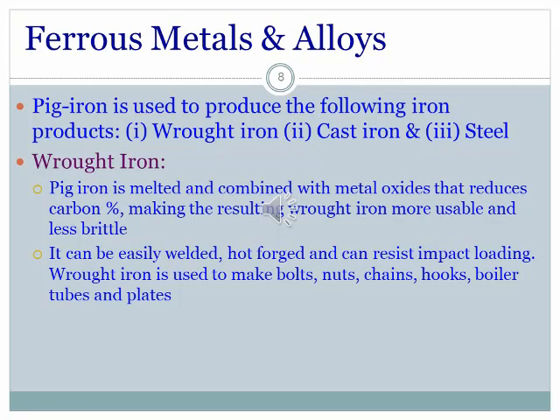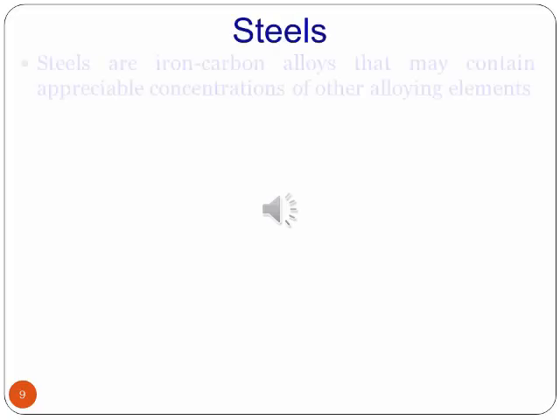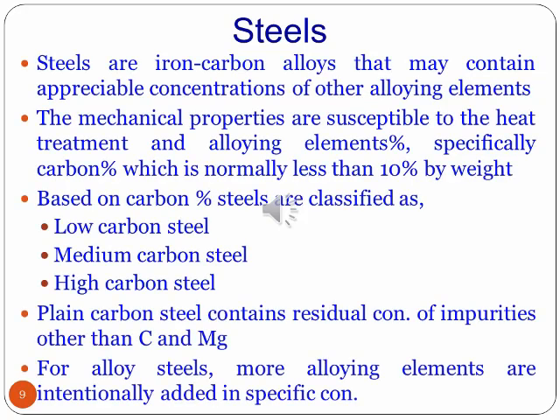We shall see about the other properties of steel in the next coming slides. So steels are iron carbon alloys that contain appreciable amount of other alloying elements or more amount of other alloying elements. The mechanical properties are susceptible to heat treatment, alloying elements percentage, especially carbon percentage, which is normally less than 10% of the weight of the entire material.